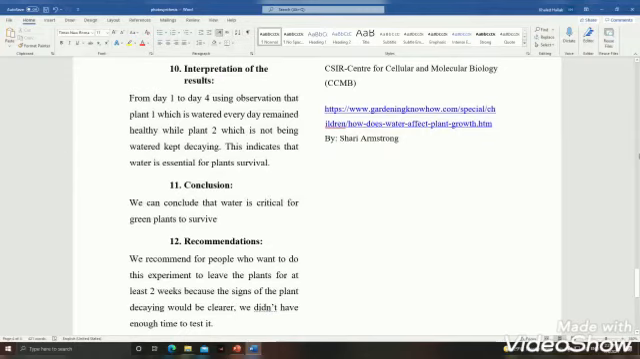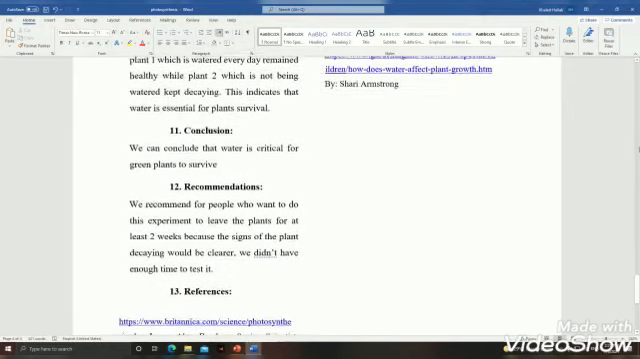As for the recommendations, it is recommended for this experiment to leave plants for 2 weeks to observe accurate results and signs of the decay of the plant. And here are the references.